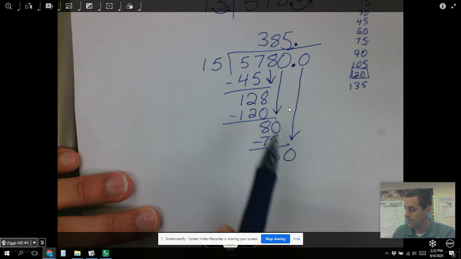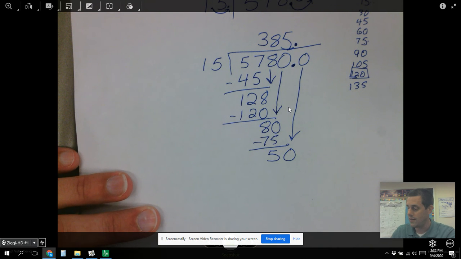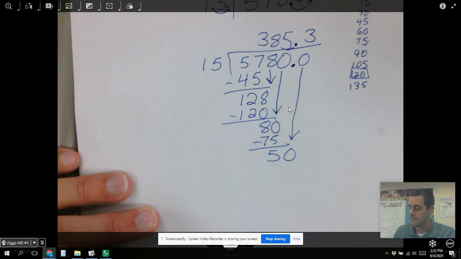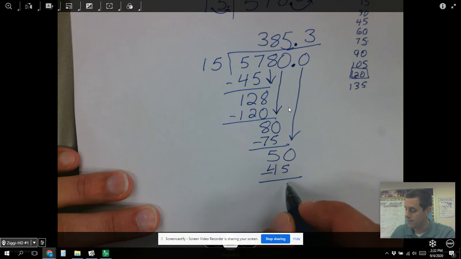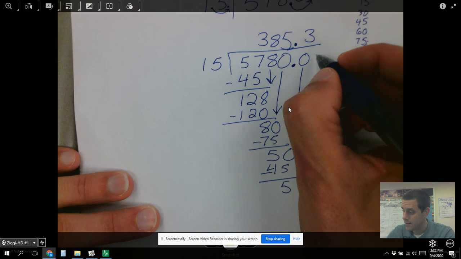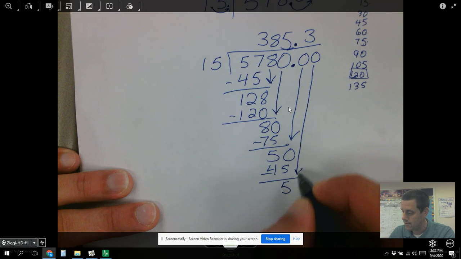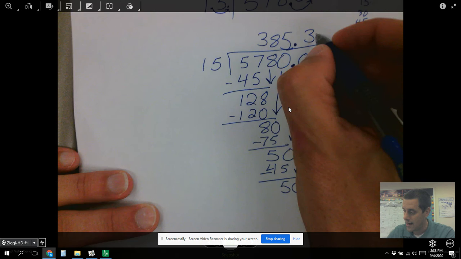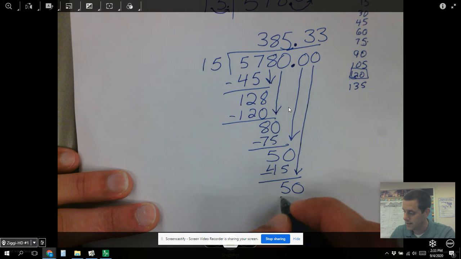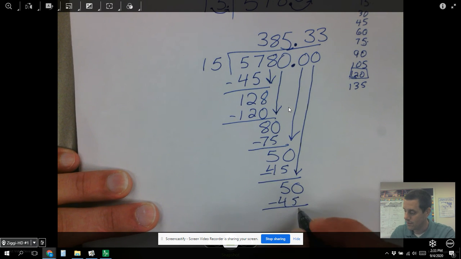So now we're going 15 into 50. That will fit 3 times. 3 times 15 is 45. 50 minus 45 is 5. Still have a remainder. Drop another 0. And again, we're dividing 15 into 50. That will go 3 times. 3 times 15 is 45. We're left with 5 again.